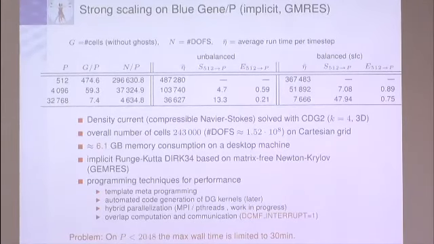So that's what we can do with our DG method. We can basically use machines like the Blue Gene here on a Cartesian grid still. So I'm not back to full adaptivity on these machines.